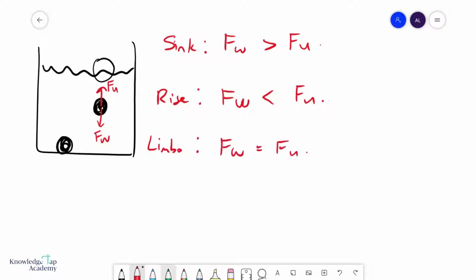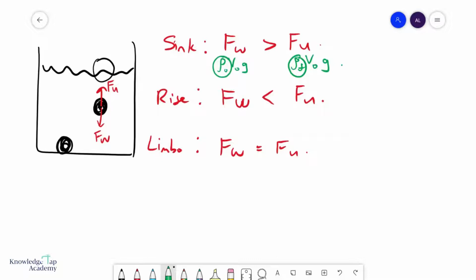Now, here's something that's quite interesting. If we break down the weight, we know that the weight is the density of the object times the volume of the object times g, and the upthrust, as we have seen, is the density of the fluid times the volume displaced times g. Assuming it's fully immersed, then V will be the volume of the object as well. So you can see that the only real difference between weight and upthrust is the density term. Weight comes from the density of the object, and upthrust comes from the density of the fluid.